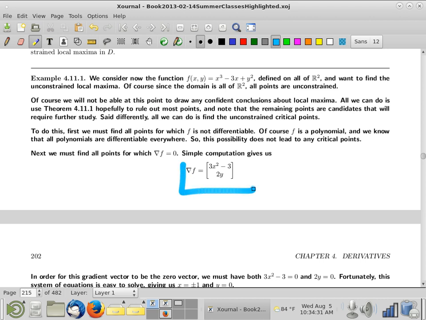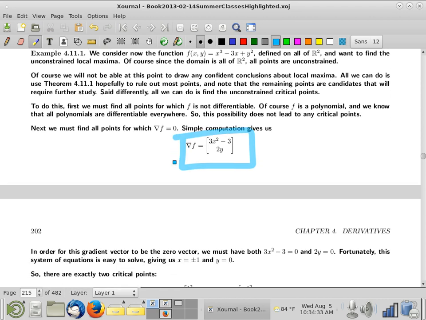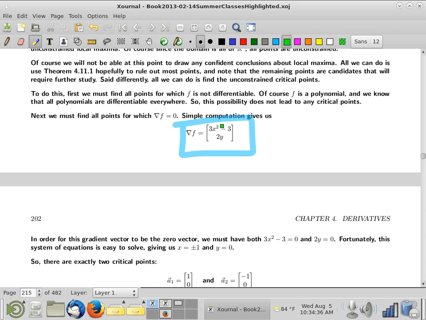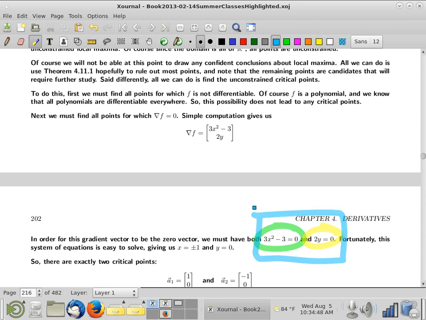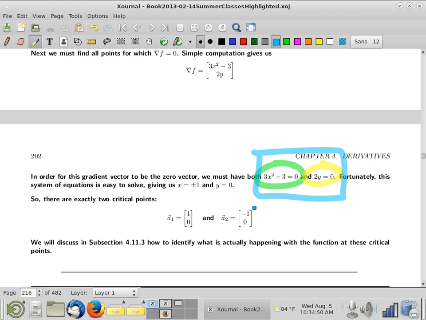So take the gradient, set it equal to zero. The first component has to be zero. The second component has to be zero. And now we have a little system of equations, unfortunately a nonlinear system of equations. And we just need to find, what are the points that make both of these equations satisfied at the same time. Conveniently, this is a simple, still nonlinear, but still a simple system of equations.